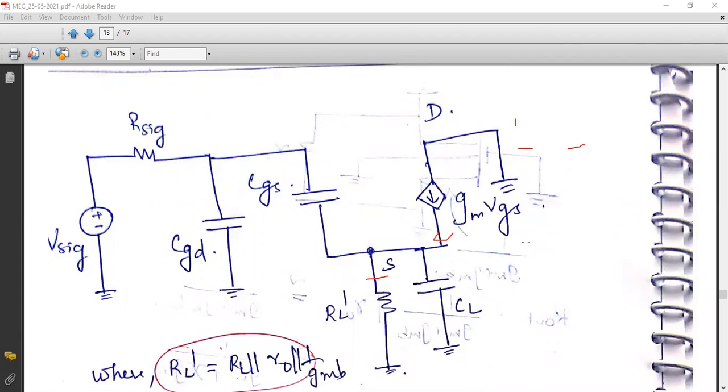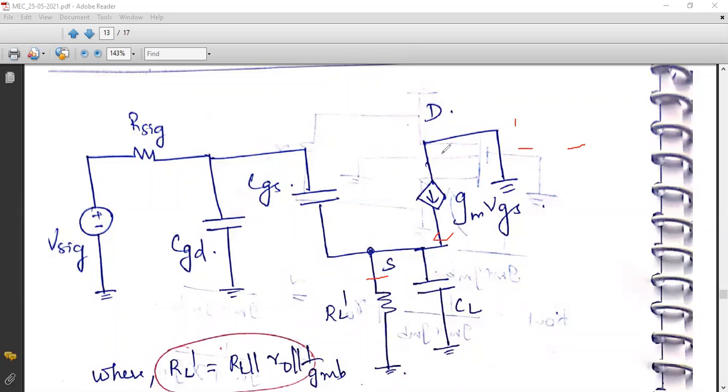This will be easier for our further analysis because I don't want to specify RL, R0, 1 by GMB and all explicitly, right? So rather than that, I will take the cumulative effect RL dash and then we will proceed. So after drawing this, we will take one by one capacitance and then we will find the tau H, right? And after that, we will find the FH.